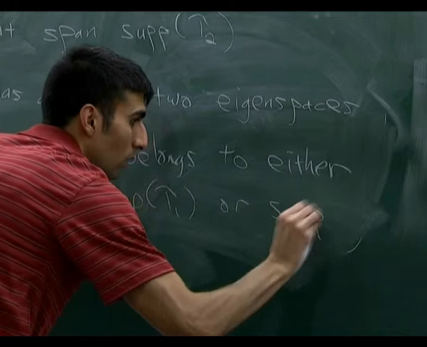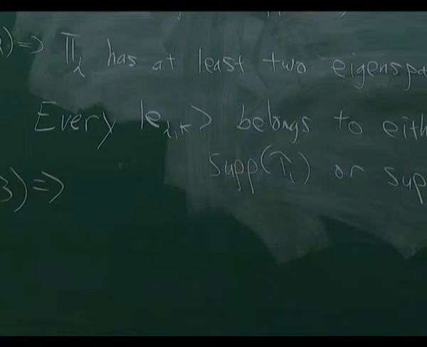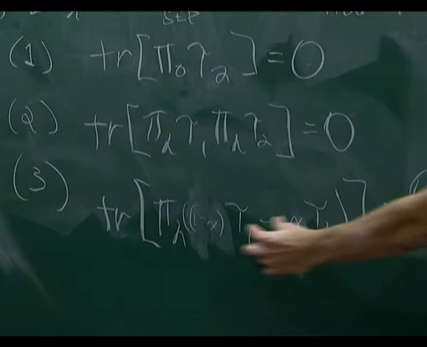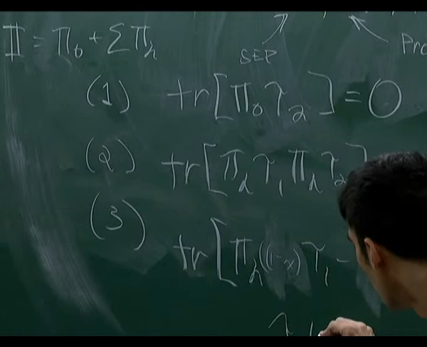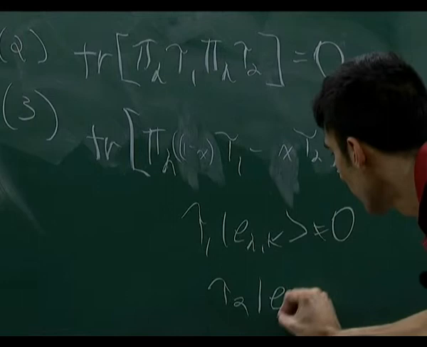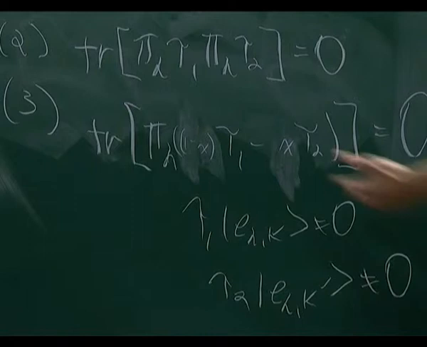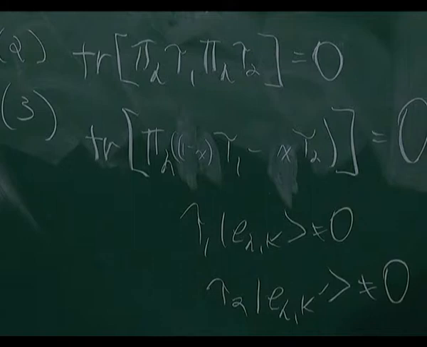Okay, and then finally, we use the third condition here, and we see the following. It must be the fact that for every pi lambda, if, say, tau 1 acting on E lambda k is not 0, then we must have that tau 2 acting on some other k prime must be non-zero. Another way of saying this is that pi lambda cannot be rank 1. Because if it was, then you couldn't satisfy this. So for each pi lambda, we must be able to find two eigenvectors, right? Such that one lies in the support of tau 1 and the other lies in the support of tau 2.